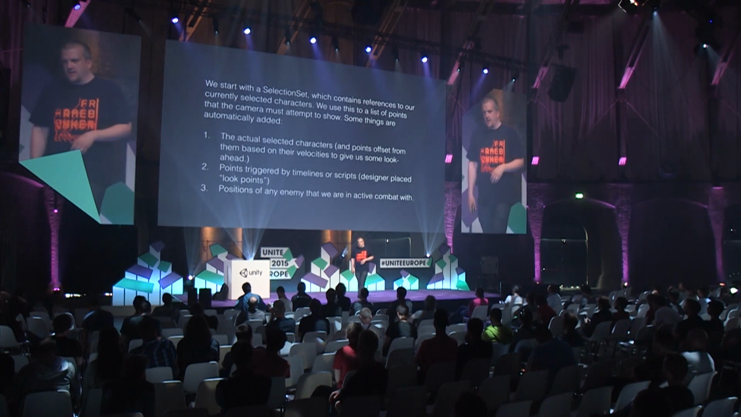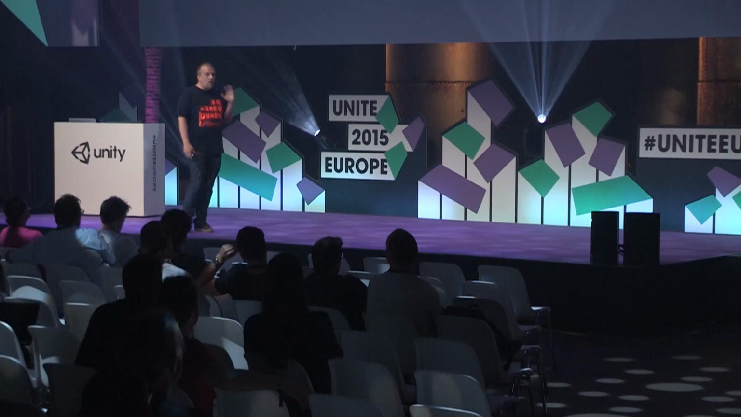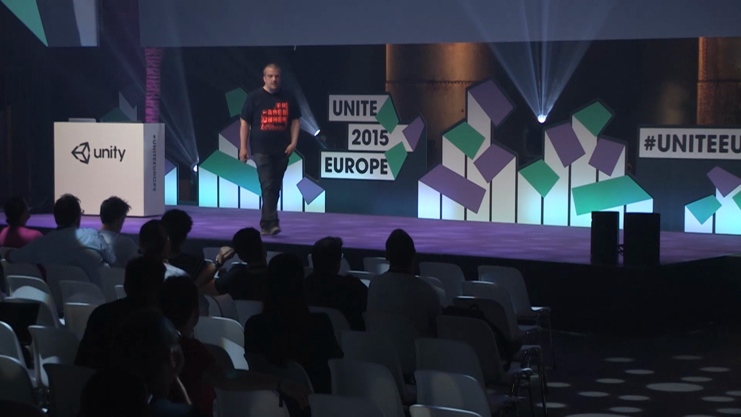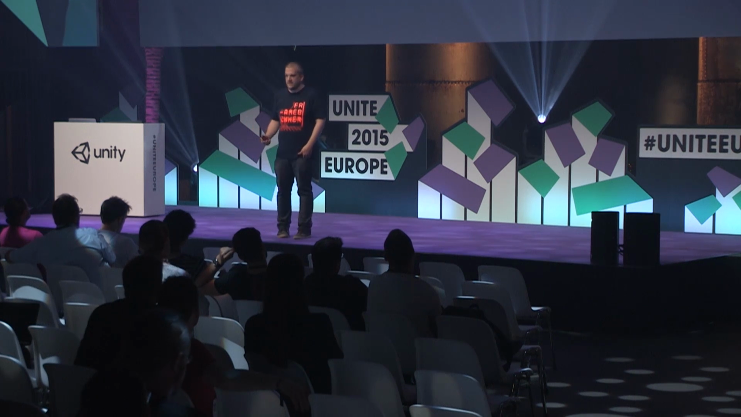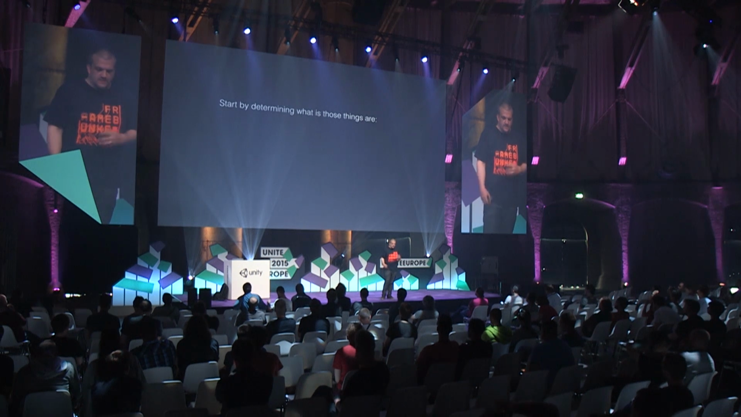Also, positions of any enemy that you're actively engaged with. If someone is attacking you, or if you're attacking someone, that enemy is important. We need to make sure that you can tap that enemy, that you see that enemy. All of these things are definitely relevant for the system. The interesting thing is the things that might be relevant, the things that you're not actively engaged with at that moment. So these are potentially relevant things.